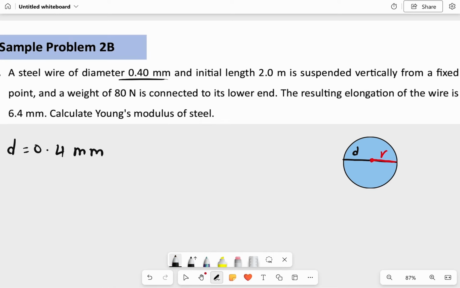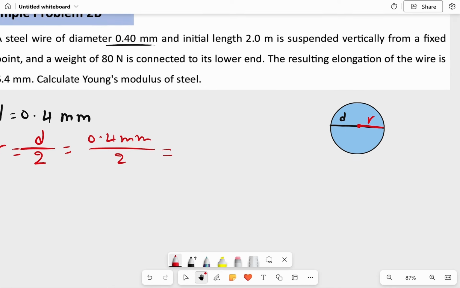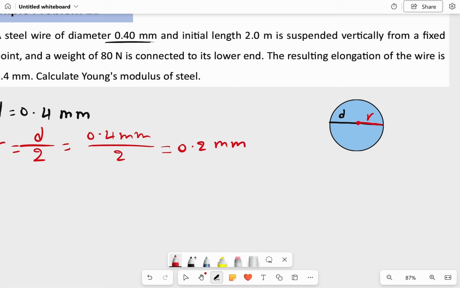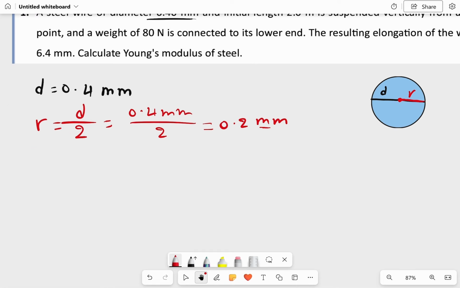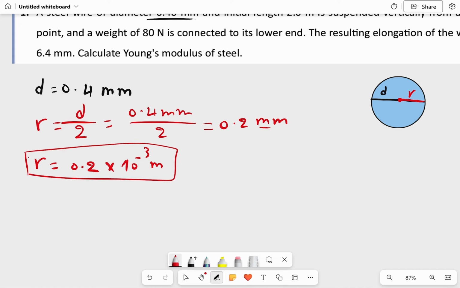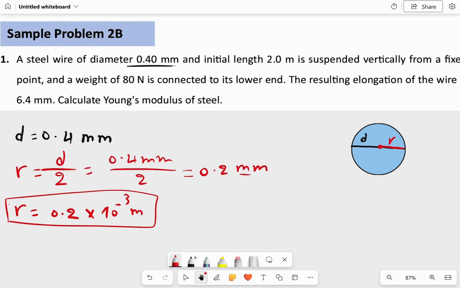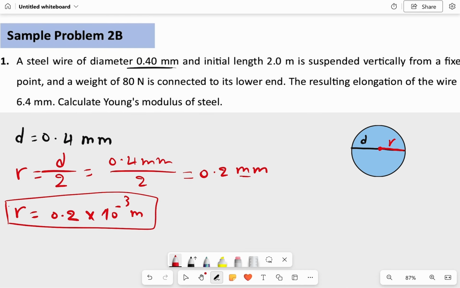Whenever you have diameter, you should always change it to radius when you are dealing with questions regarding strain, stress, and Young's modulus. So R will be diameter divided by 2. So you have 0.4 millimeter divided by 2, which will be 0.2 millimeter. Change this millimeter to meter. So radius will be 0.2 times 10 to the power of minus 3 meter. Something else, guys, whenever you find the radius, try to use it to find area.